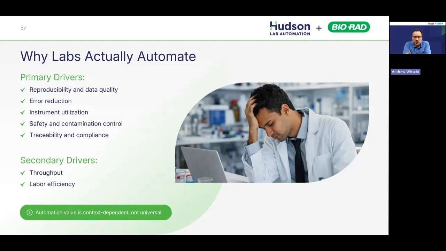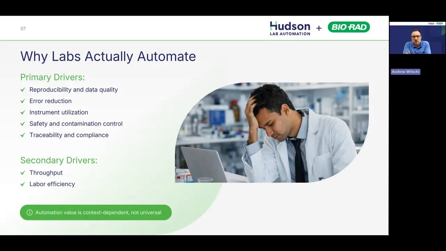So when we look at the primary drivers for why labs automate, a lot of that is rooted in the quality of the data, right? That's reproducibility. It's CV, whether or not a task is done. It's reducing error rate. Sometimes in data, it's about the traceability of the data, right?